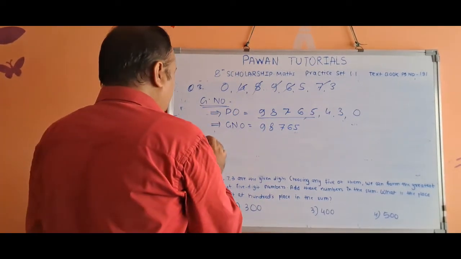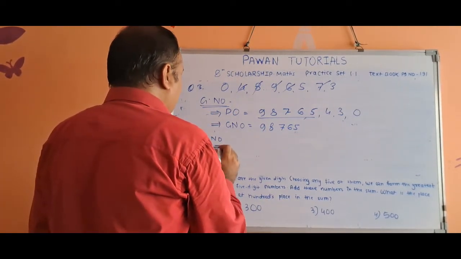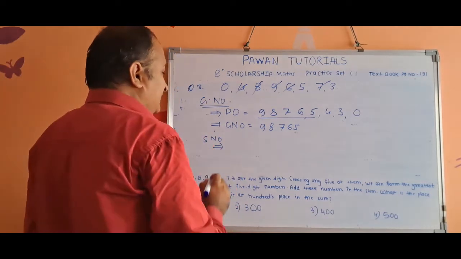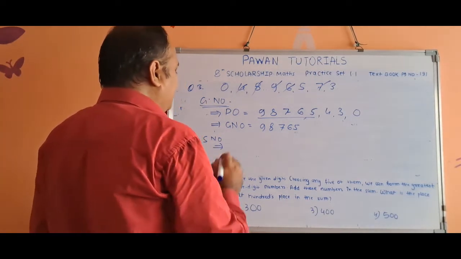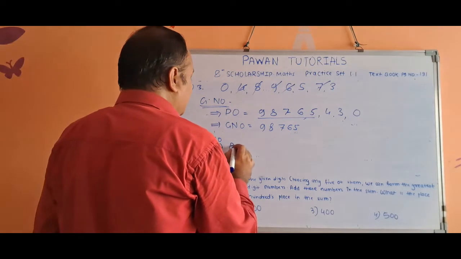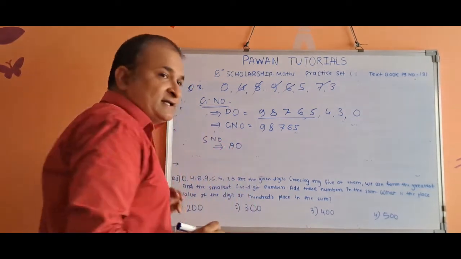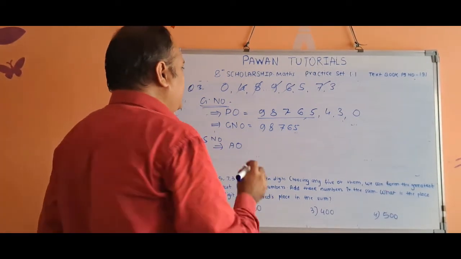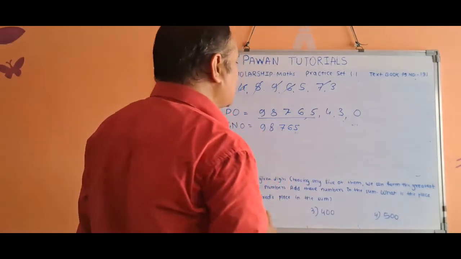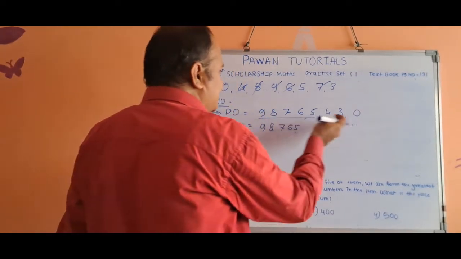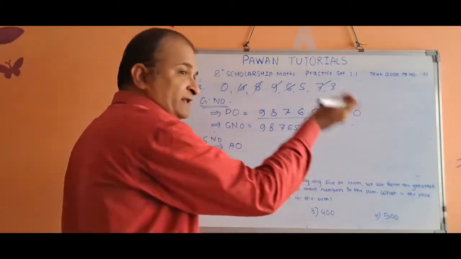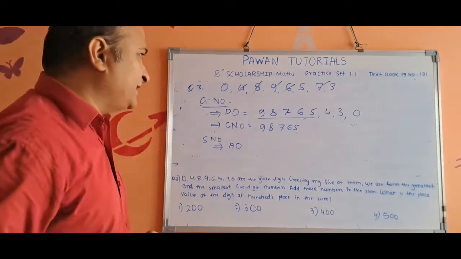Now students, in order to form the smallest number, which order will you consider? Yes, you will be considering the ascending order. Yes or no? AO means ascending order. Now tell me, these are the digits given to you, students. Look at this. This is the descending order of the digits. You can reverse it in order to form the ascending order.